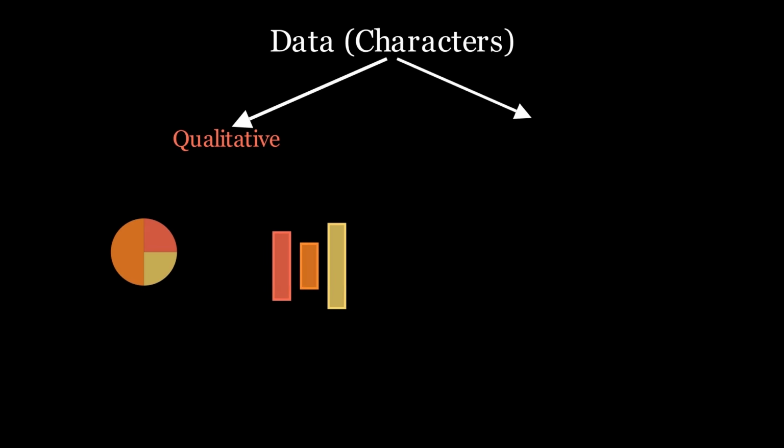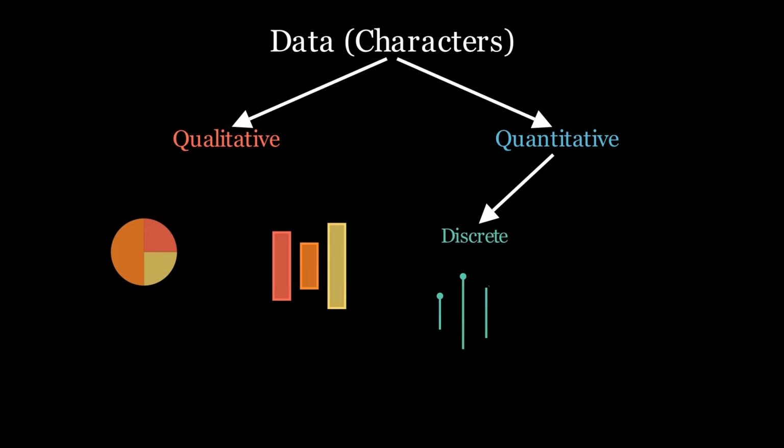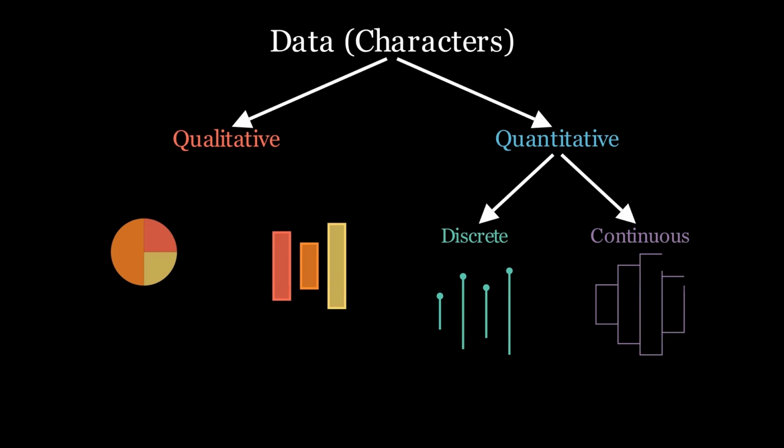The numerical data is called quantitative. If it's discrete, meaning counted in whole numbers, like the number of your siblings, we visualize it with a stick graph. But if it's continuous, meaning it can be any decimal like time or weight, we group the data into classes and draw a histogram, where the area of each block represents the frequency of that data.